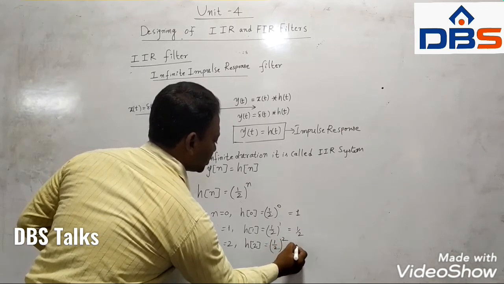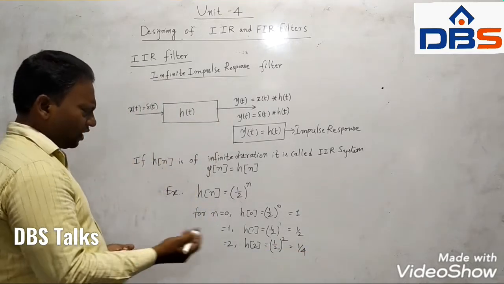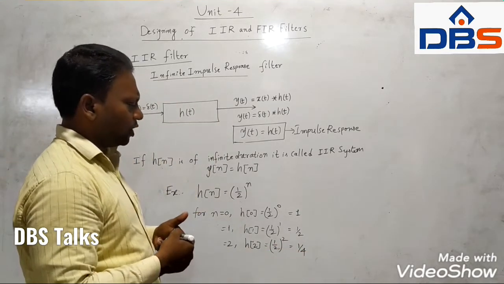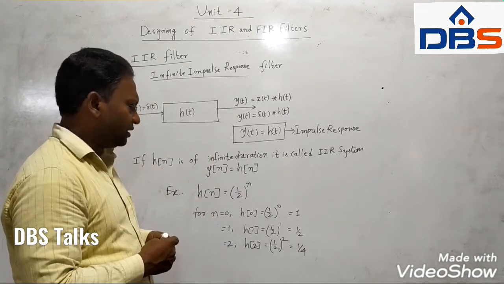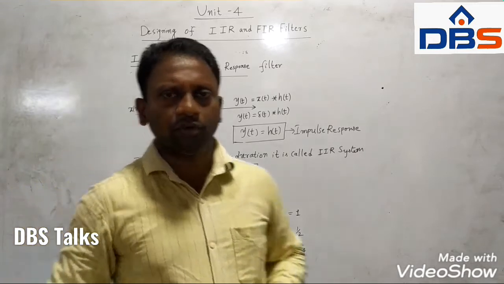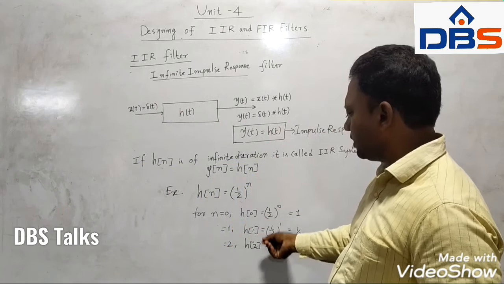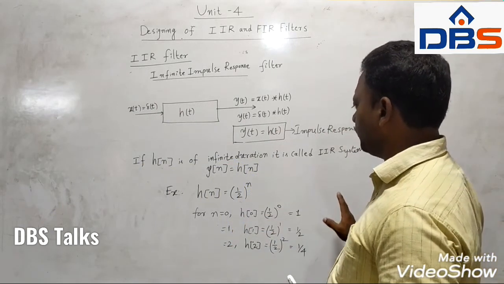1 by 2 whole power 2, this is equal to 1 by 4, and so on. For n is equal to 3, so 1 by 2 whole power 3, that is 1 by 8. Like that. So you can see the n value can change from 0 to infinity. Therefore, like that you can find out h of 100, h of 1000, and so on up to infinity.